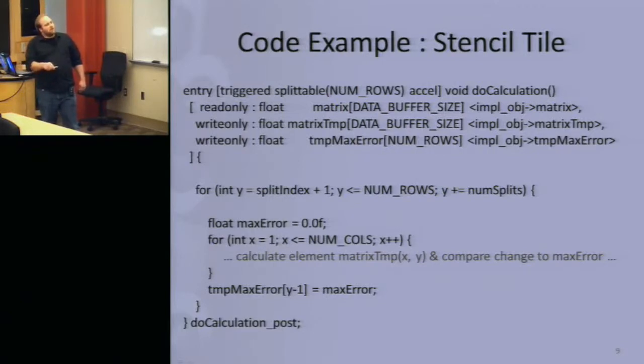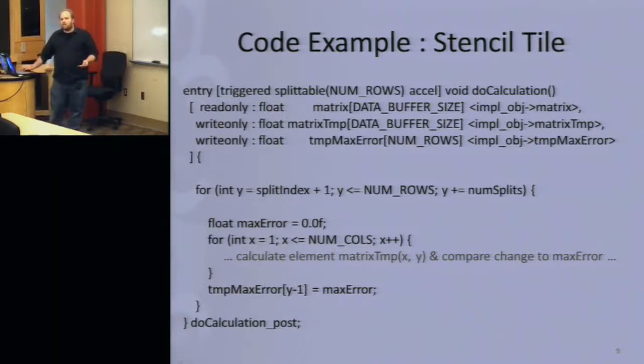So this is a Y loop over the tile, this is the X loop over the tile, and then you would just fill in whatever the tile calculation is. In this case, some stencil calculation with a max error calculation.